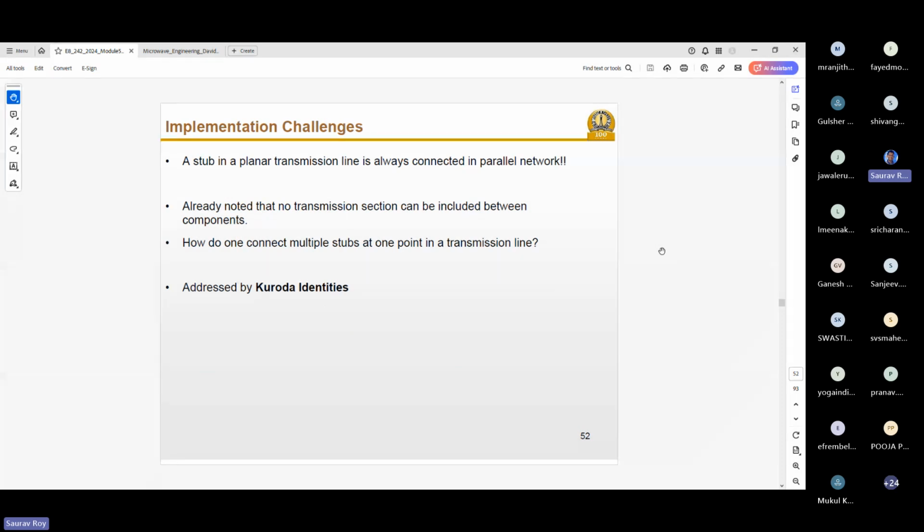This is a very interesting identity. The scientist Kuroda did this work quite long ago, maybe half a century ago or so. What it says is you can replace the series stubs with shunt stubs in some way. You can add extra circuitry, additional elements, to replace the series stub with the shunt stub.